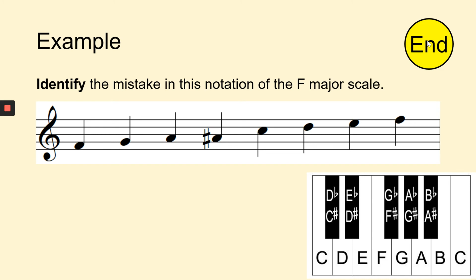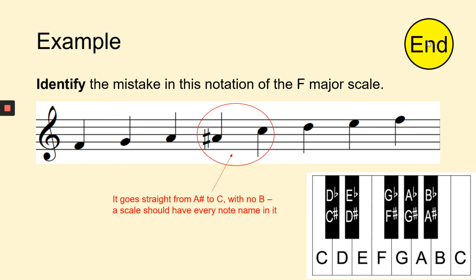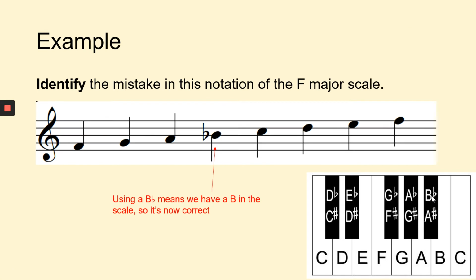The error is that it goes straight from an A sharp to a C, which is the right pitches, but not written correctly because there's no B in it. A scale should have every note name in it, so all we have to do is look at our diagram. We can see that an A sharp is the same as a B flat, so we're just going to change that A sharp to a B flat, meaning that we now have a B in the scale, so it's now written correctly, with every line and space used.